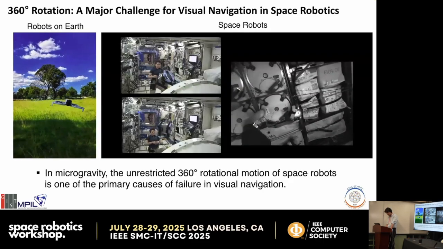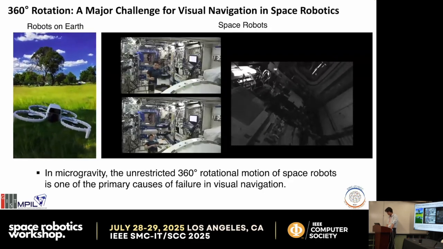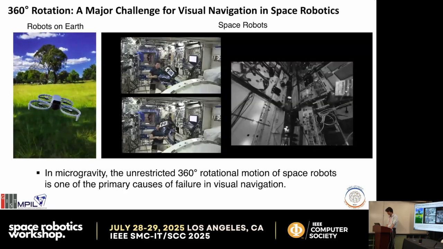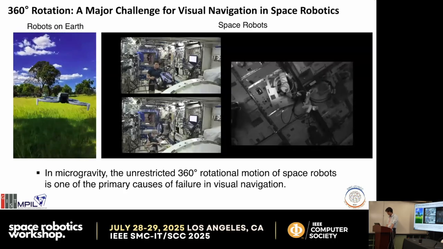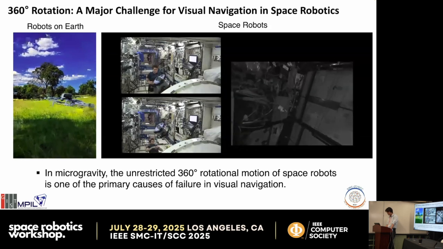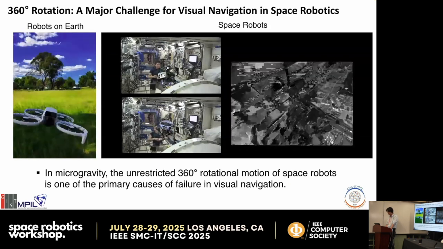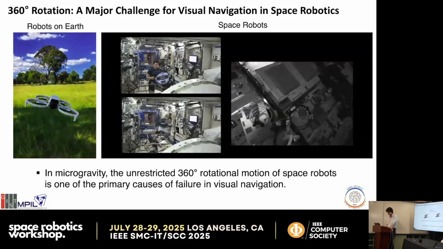Unlike robots on Earth, space robots can rotate freely in every direction, a full 360 degrees with no resistance. This might sound cool, but it actually causes a major challenge for vision-based navigation.